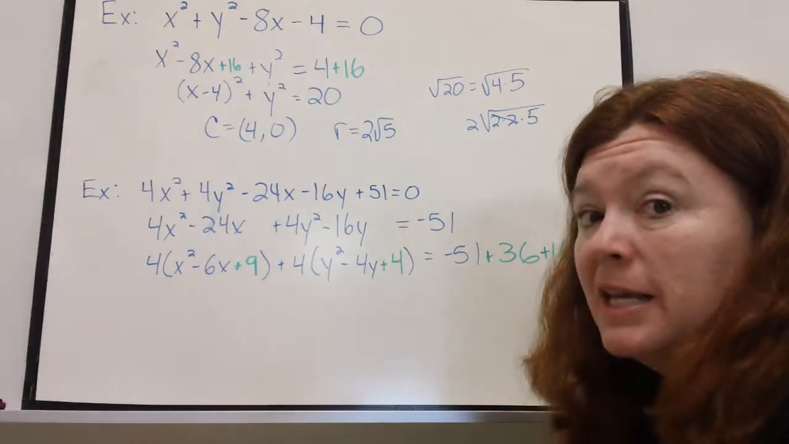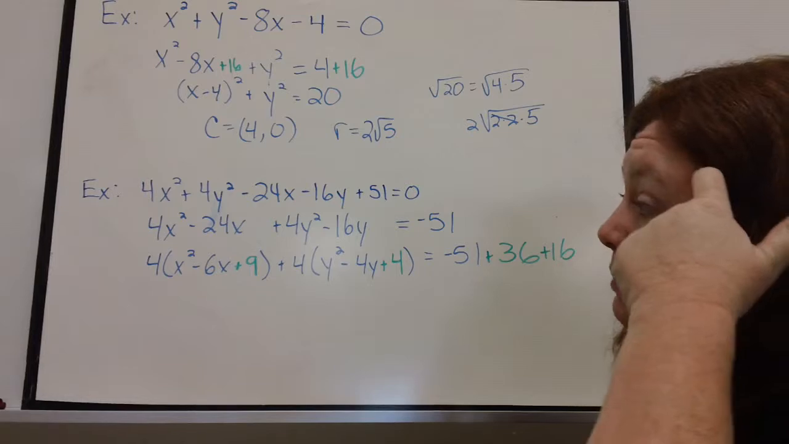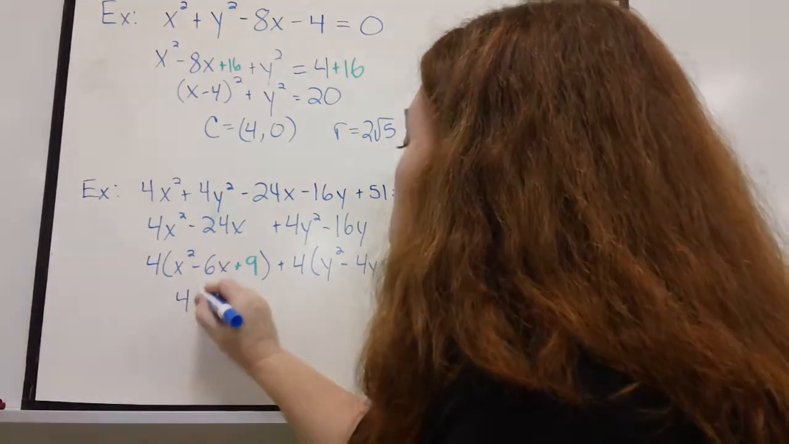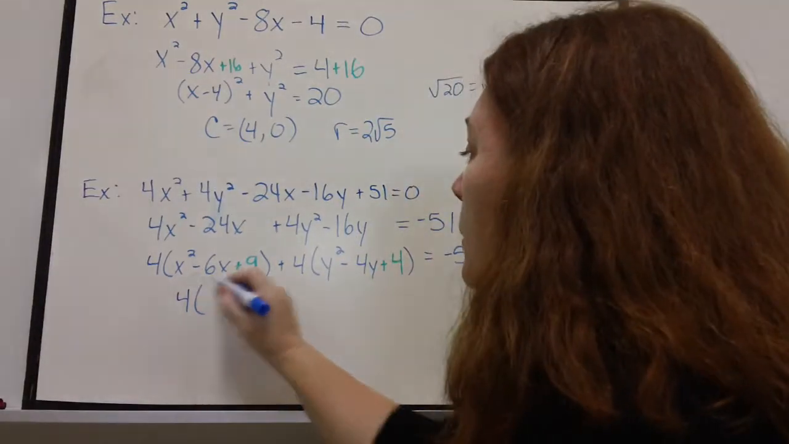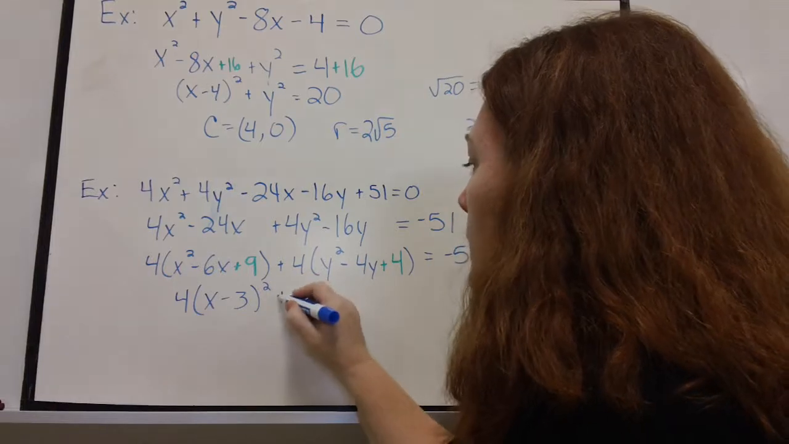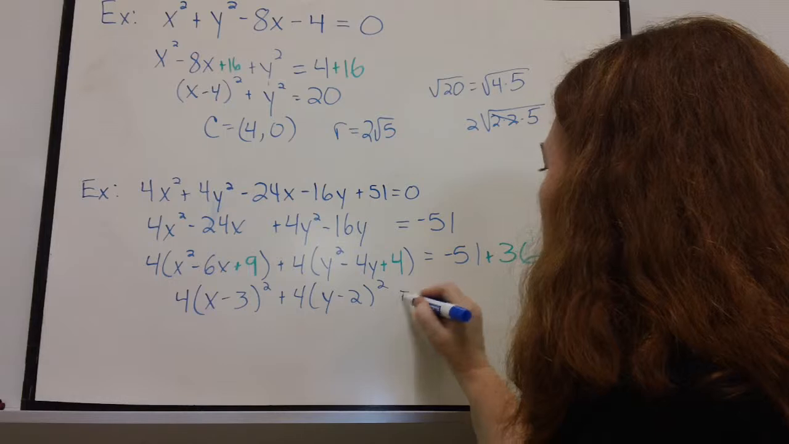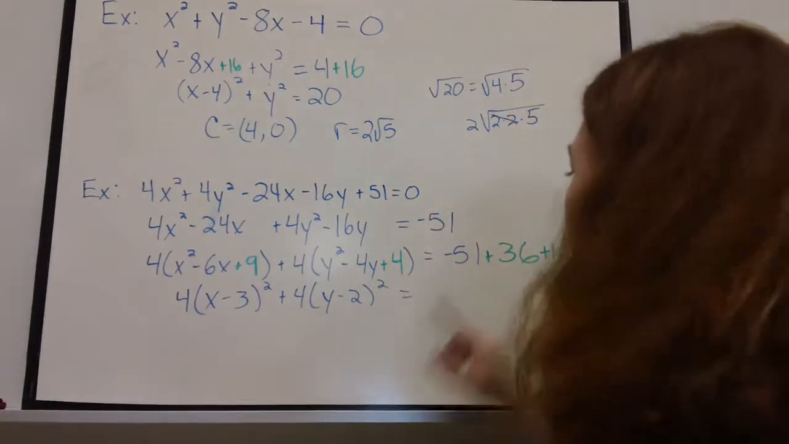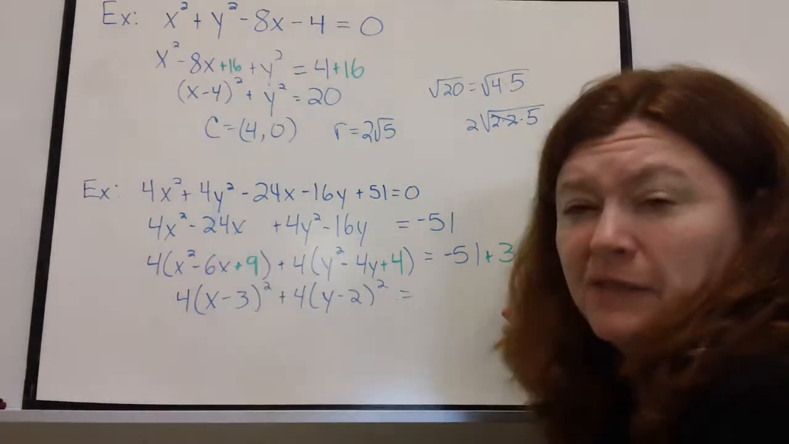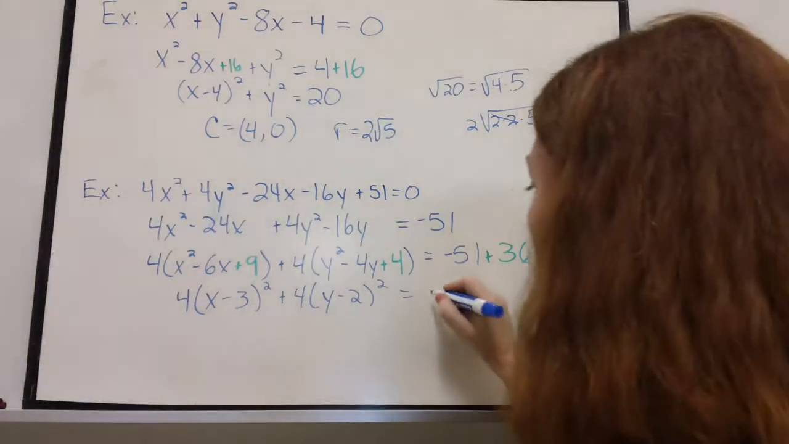Because step 5 says rewrite as parenthesis squared. Now please note that you still have that 4 there. That doesn't just disappear on you. When I rewrite this, it would be an x minus 3 squared and y minus 2 squared. Okay, let's figure this out. Negative 51 plus 36 is a negative 15. Negative 15 plus 16 is 1.